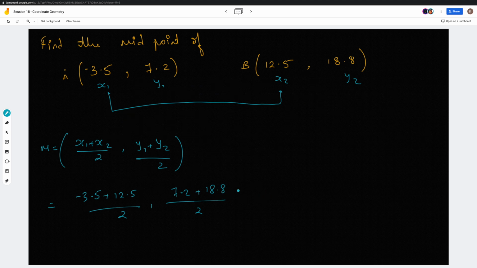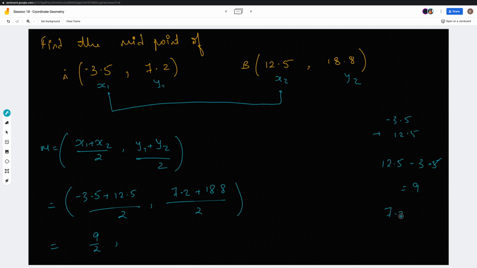Now let us see what happens when we add these two. Negative 3.5 plus 12.5. That is nothing but 12.5 minus 3.5. So 0.5 and 0.5 you can cancel. 12 minus 3 is nothing but 9. So you get 9 over 2, comma.